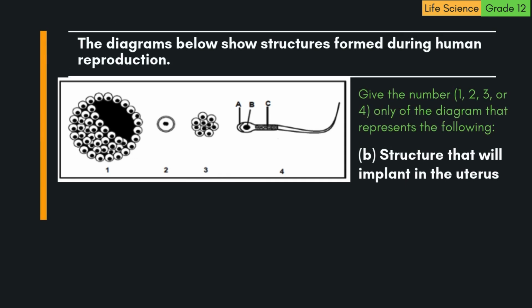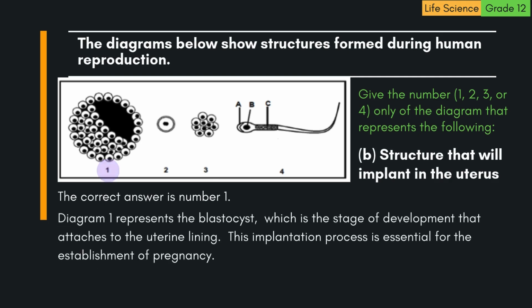B. Structure that will implant in the uterus. The correct answer is number 1. Diagram 1 represents the blastocyst, which is the stage of development that attaches to the uterine lining. This implantation process is essential for the establishment of pregnancy.